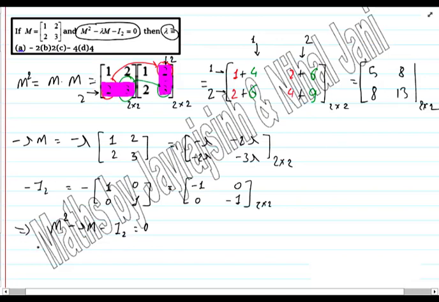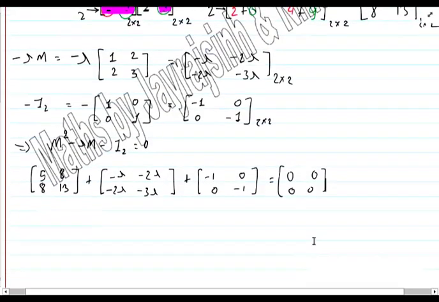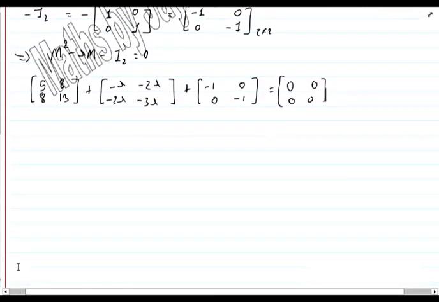Let's put the values which we got. M square is 5, 8, 8, 13. Then minus lambda M is minus lambda, minus 2 lambda, minus 2 lambda, and minus 3 lambda. And finally minus I2 is minus 1, 0, 0, minus 1, is equal to O, which is the 0 matrix, right? So let's simplify to get the value of lambda.